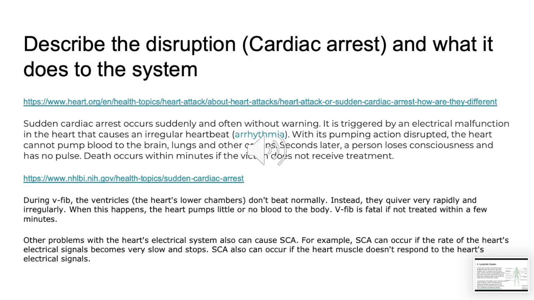Cardiac arrest can be caused by arrhythmia or an abnormal heartbeat. The heart can beat too fast and not match the electrical signals in the heart, causing it to stop, or it can beat too slow, which would also result in the heartbeat stopping.